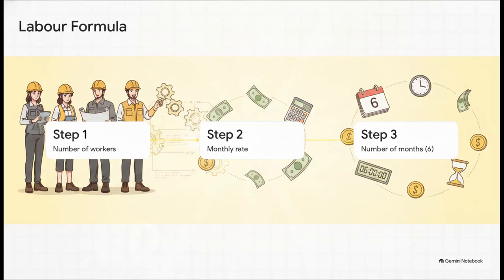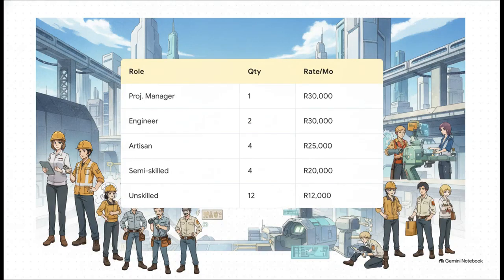So, here is your official labor formula. To calculate the cost for a group of workers, you follow these steps. Step 1, take the number of workers in that specific category. Step 2, multiply that by their monthly salary rate. And finally, Step 3, multiply that result by the number of months, which again is 6. So it's number of workers times monthly rate times 6. You've got to apply that exact formula to every single workforce category in your PAT memo.